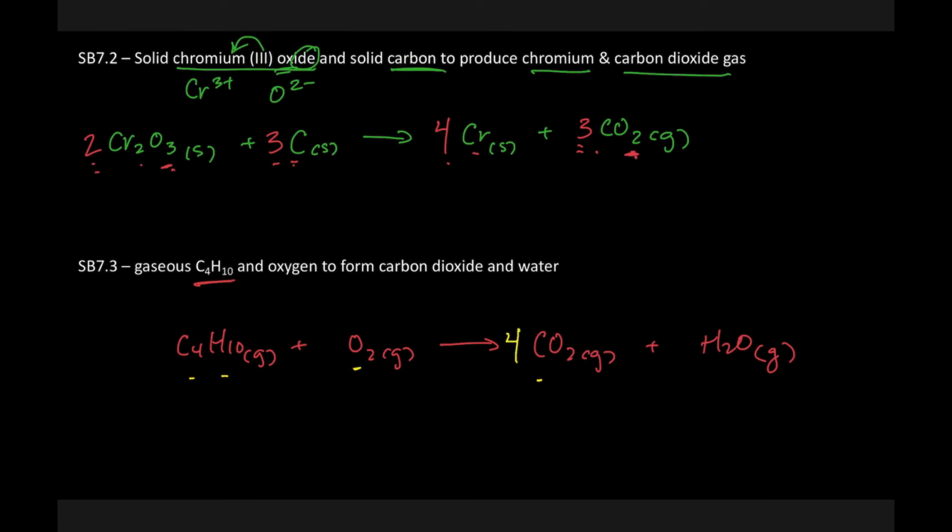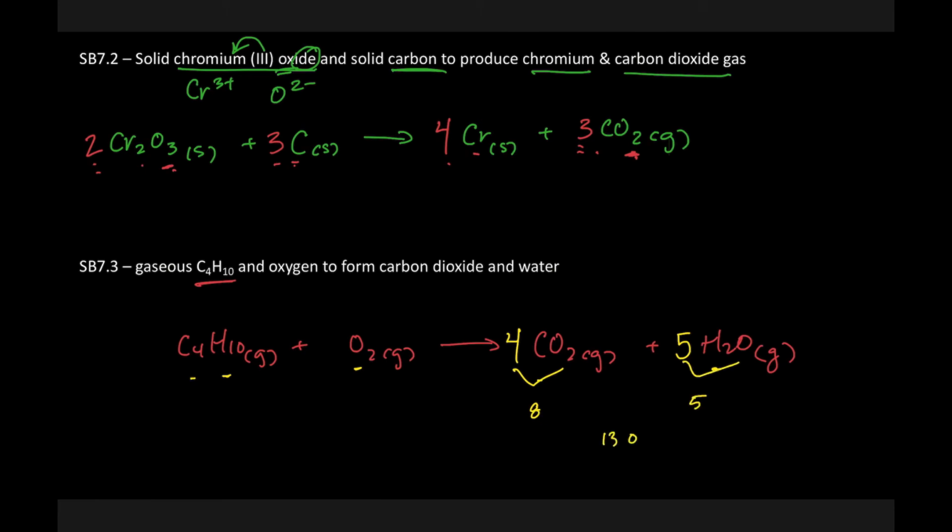We have 10 hydrogens here and 2 hydrogens here, so that means we'll have to put a 5 here, right? And then when we do that, let's check our oxygens now. So we have 4 times 2, which is 8. We have 5 times 1, which is 5, which gives us a total of 13 oxygens, right? Here we have 2. So here you have a couple of options depending on what works for you.